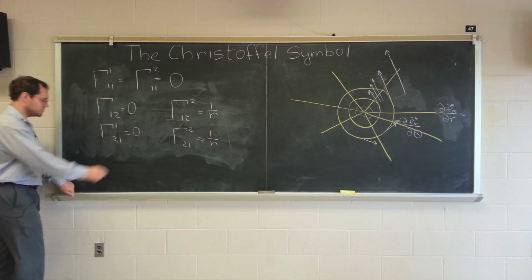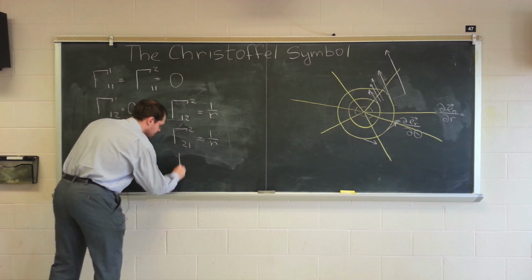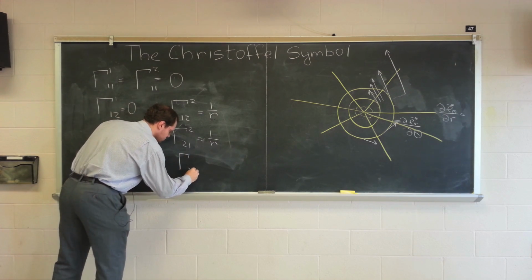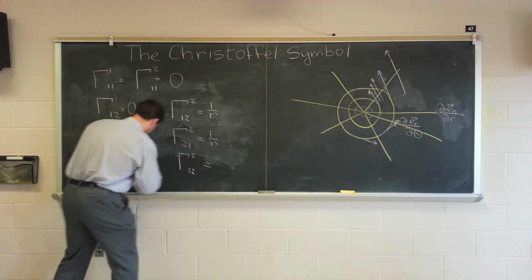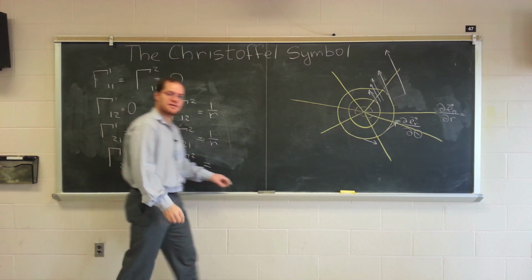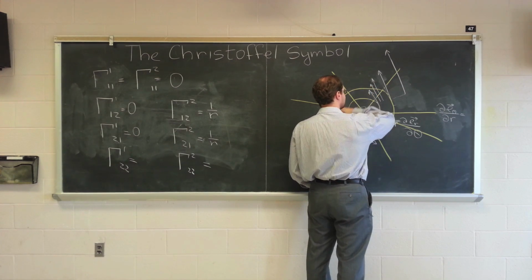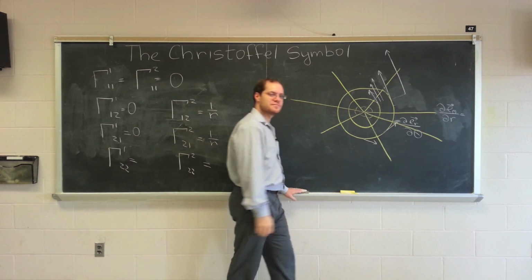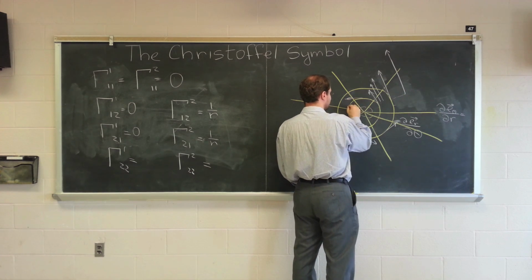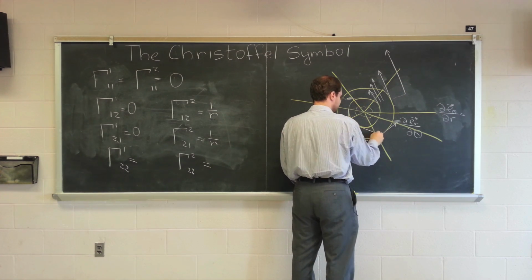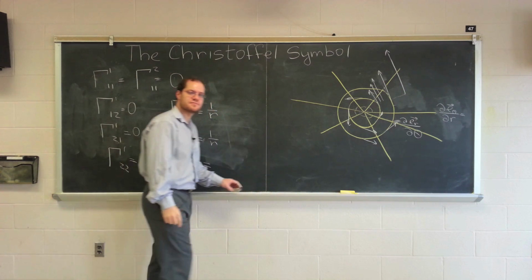Okay, gamma 2, 2, 2. Gamma 2, 2. And gamma 2, 2. So 1 and 2. Can you guys try and think it through on your own? Think about what happens to this vector, e sub theta, but now we're thinking about what happens when it rotates. What happens to this vector as a function of theta?